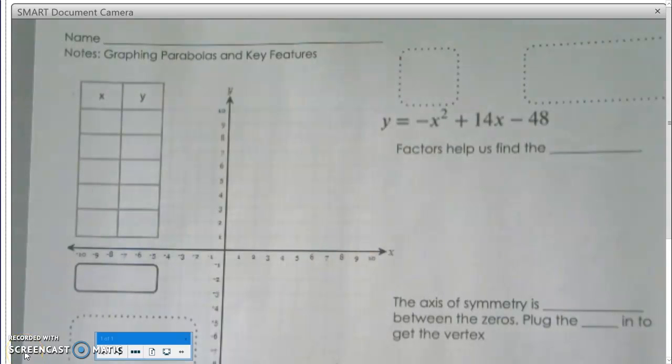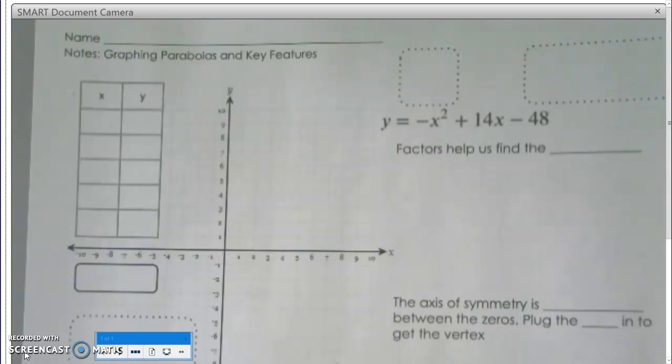Hi everybody, in this video we are going to be graphing parabolas and finding the same key features that were on our vocabulary earlier in the week. The vertex, the x-intercepts, and the axis of symmetry. A lot of these questions on the EOC are on the portion of the test where you do not have a calculator, so it's important that we have strategies that we can do by hand.